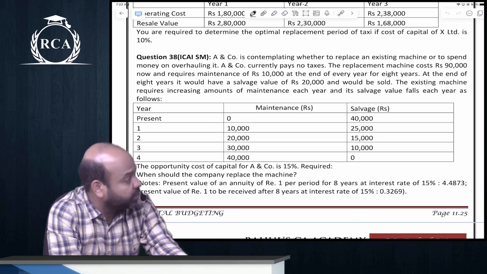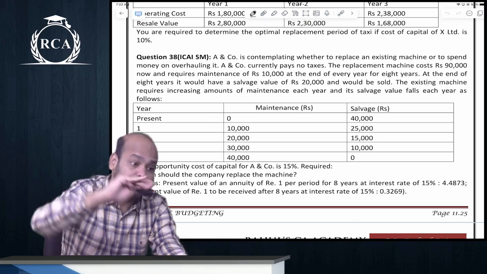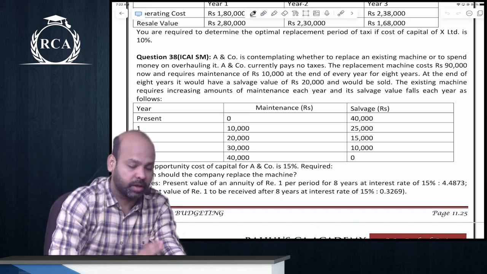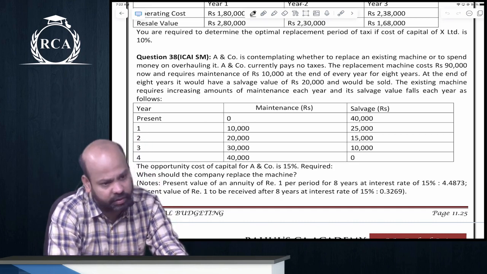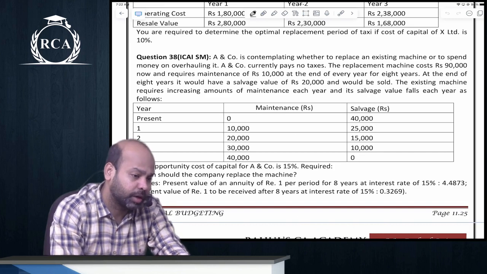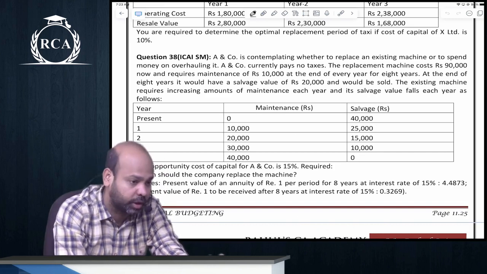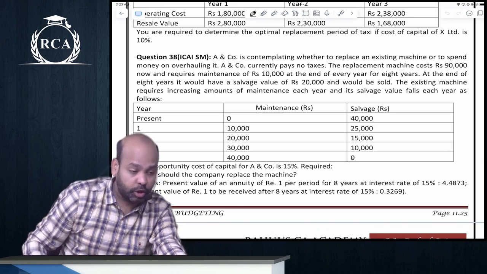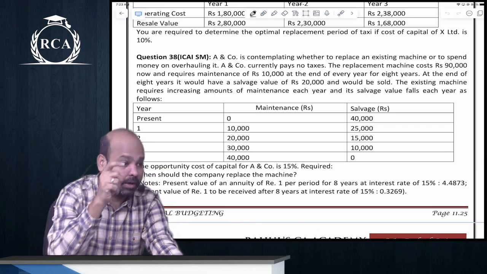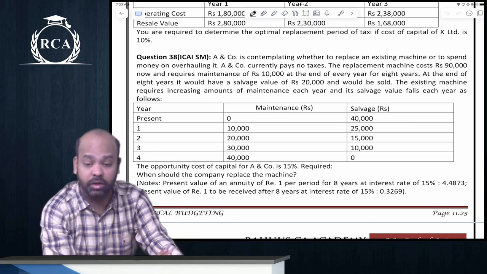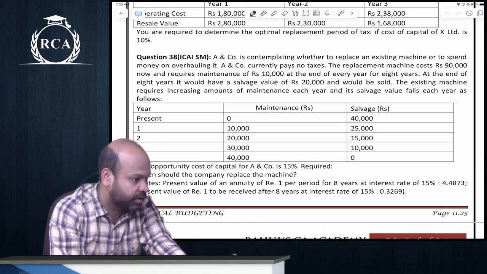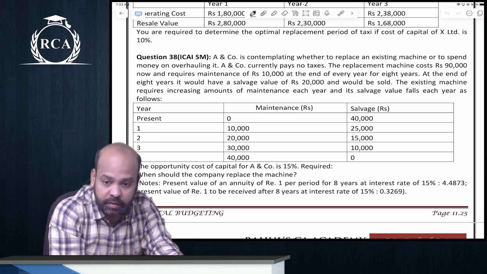Why is 90,000 irrelevant? When you say equated annual cost, once you equate it on an annual basis, you are incorporating the time value component. Say, for example, the equated annual cost of the new asset is 40,000. Whether I buy it today or after 4 years, my effective annual cost will remain at 40,000 because we are ignoring inflation anyway. Are we clear about this?